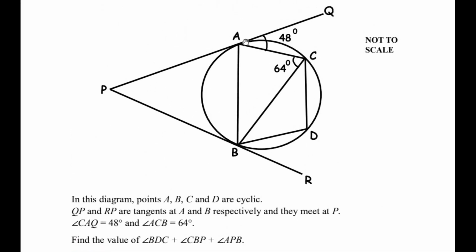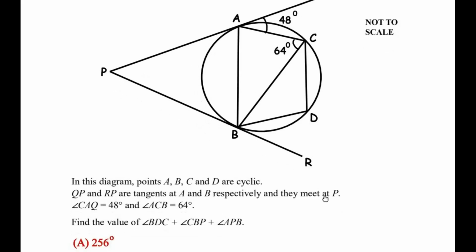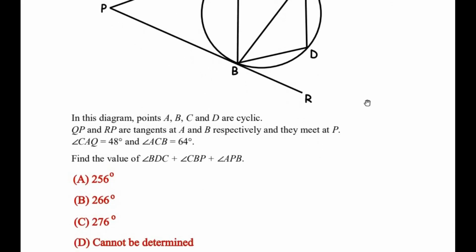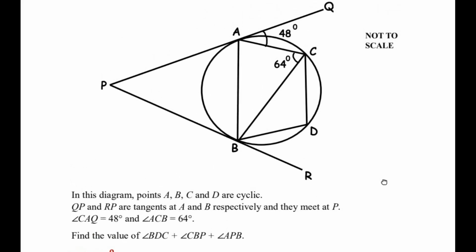In this diagram, points A, B, C, D are cyclic. QP and RP are tangents at points A and B respectively, and they meet at point P. Angle CAQ is given as 48 degrees and angle ACB is given as 64 degrees. Find the value of angle BDC plus angle CBP plus angle ABP. So here we can see 4 options are given. So let us see how to solve this example now.